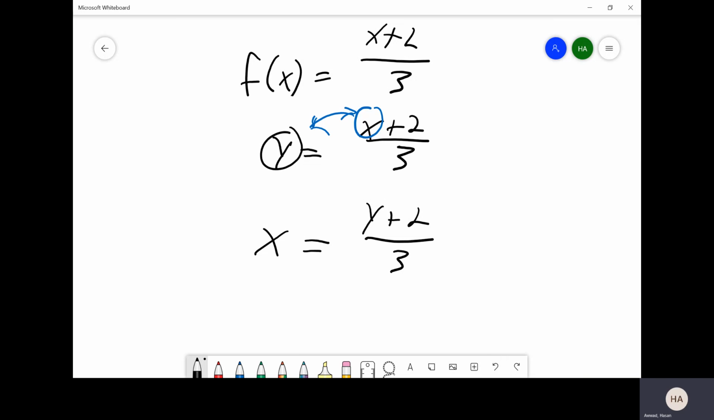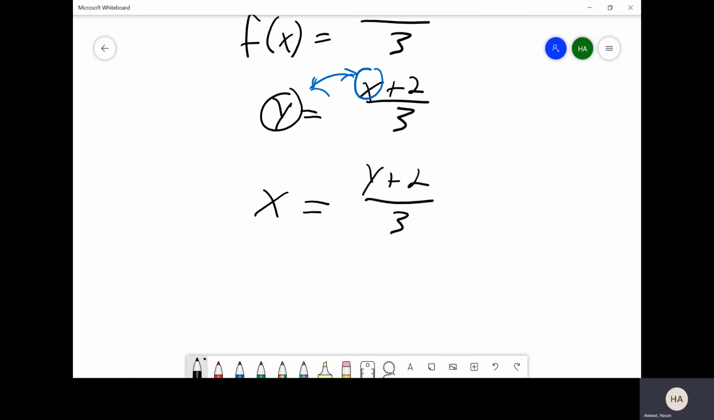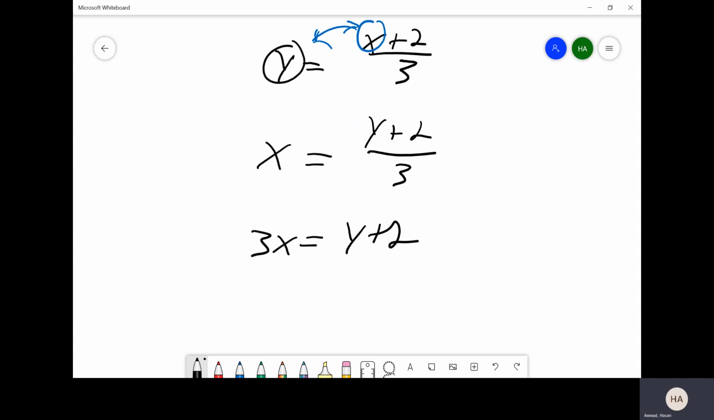So solving for y, I see that I have addition and division going on here. To undo the division, I multiply. So I'm going to multiply both sides by 3. We get 3x is equal to y plus 2. And now I am just going to isolate the y, which means I have 3x minus 2 is equal to y.